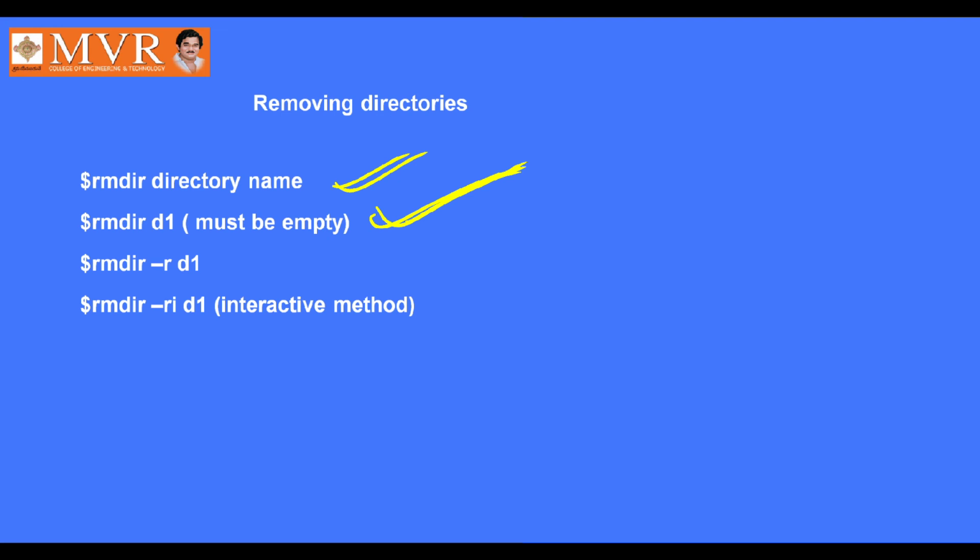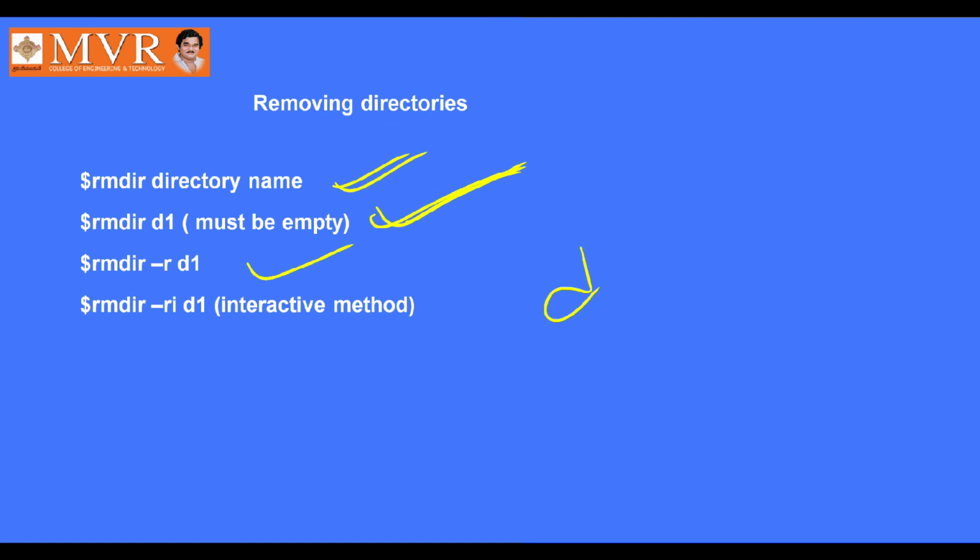That means if you want to remove a directory, first of all you need to go to the directory and remove all the files and all the subdirectories, and only then are you able to remove the directory, right? Similarly, another option with rmdir is rmdir minus r d1. Here r means recursive.